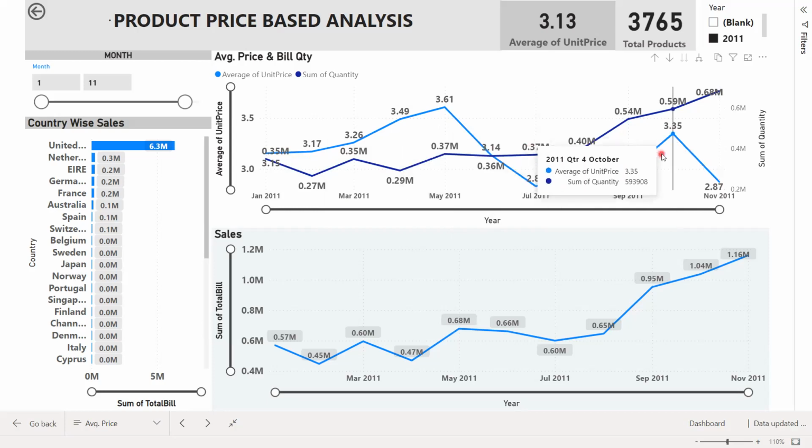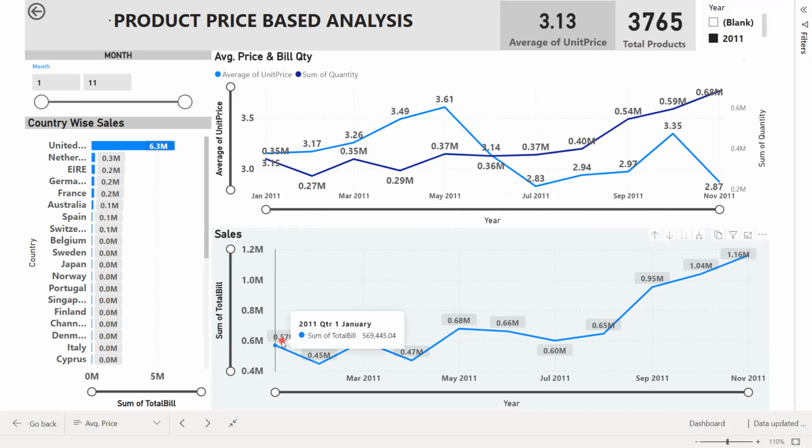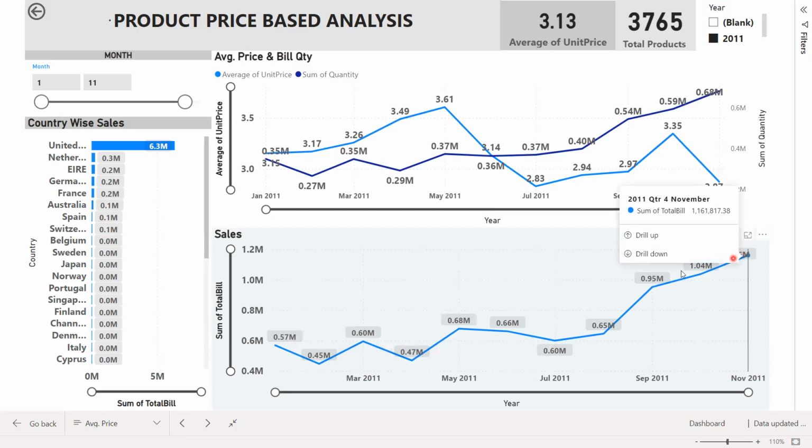But in another context, if you see the quantity has drastically gone up, and in combined effect, it has given us a business. The sales started at 0.57 million in January, and improved over the period of time. In November, it was highest at 1.16 million.